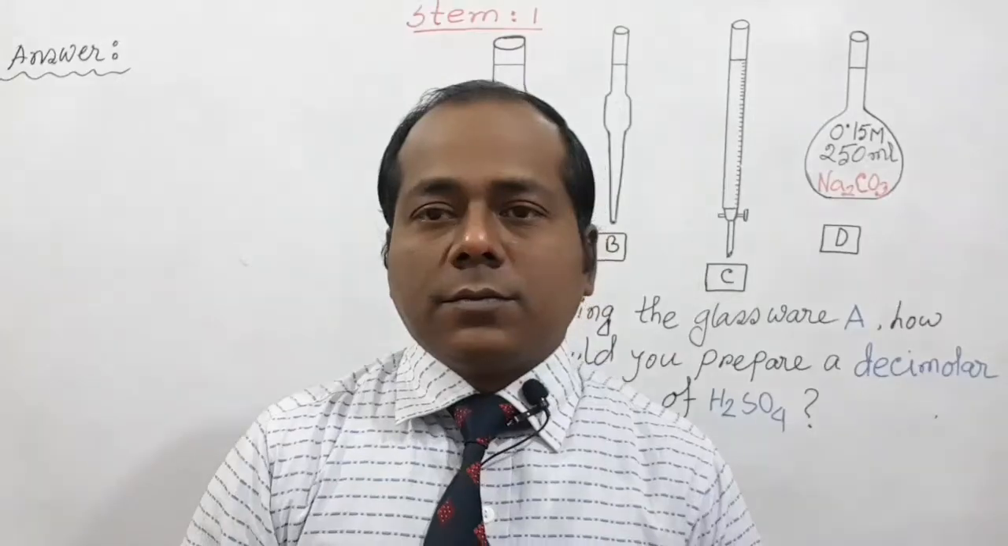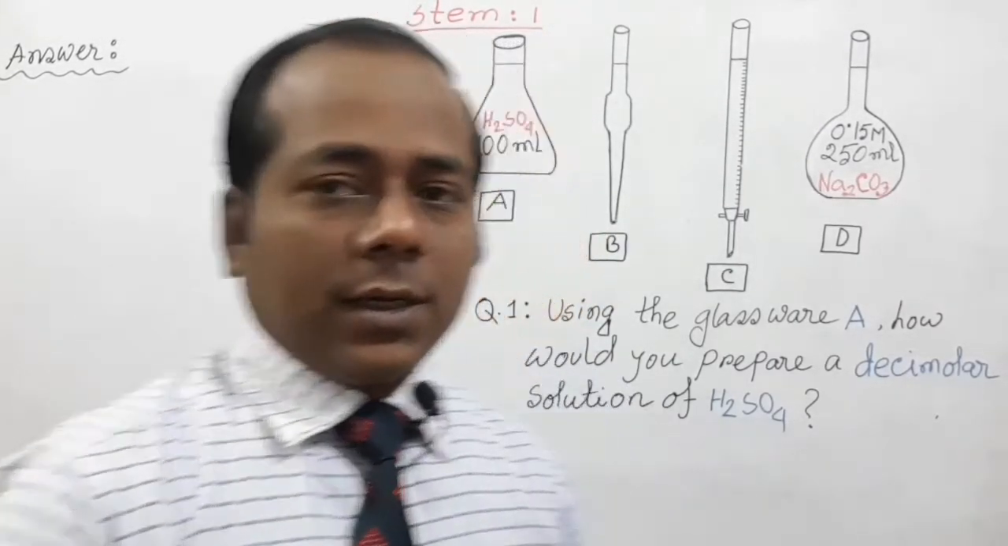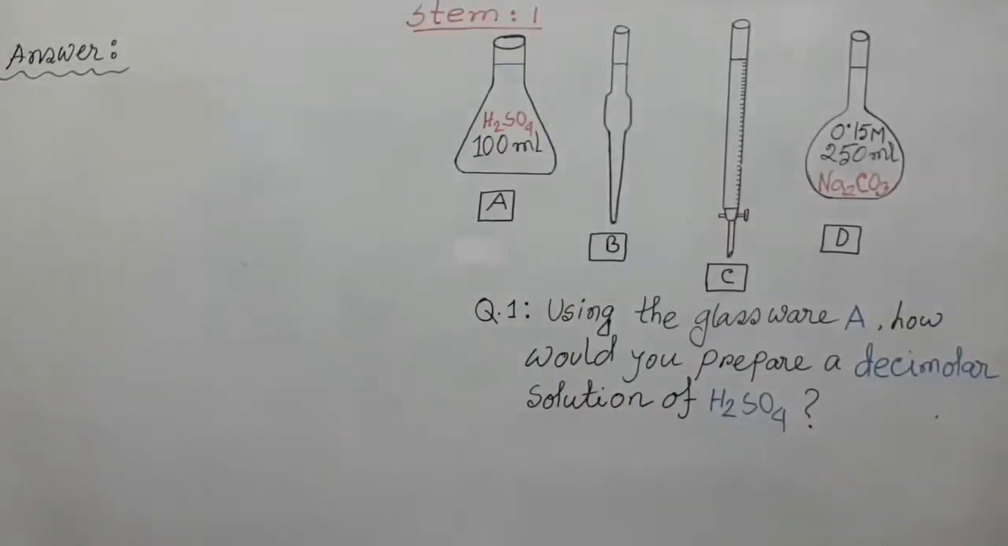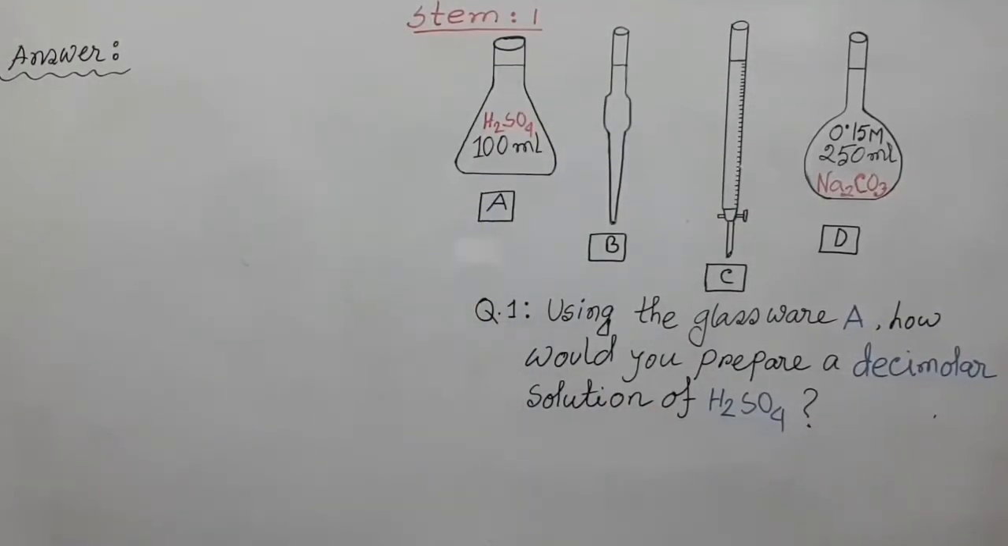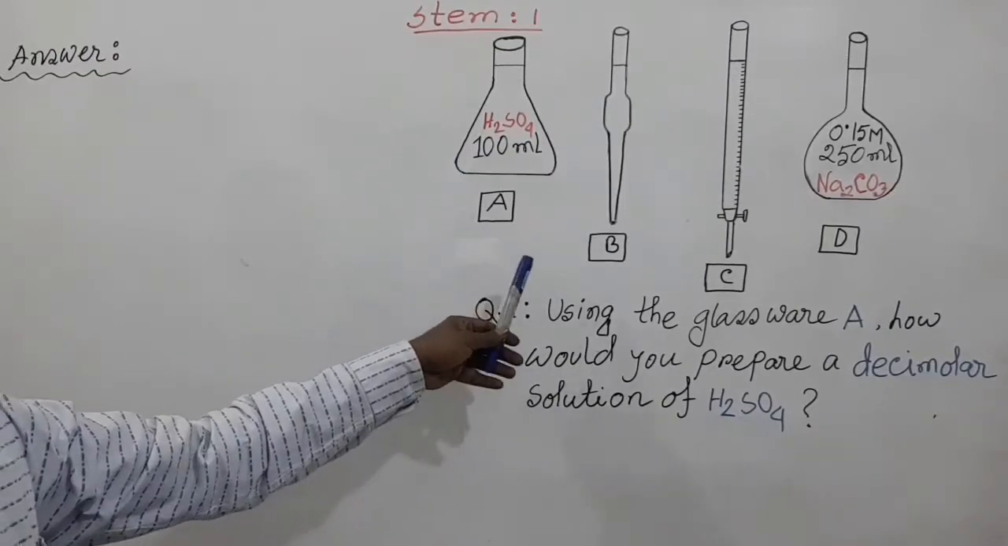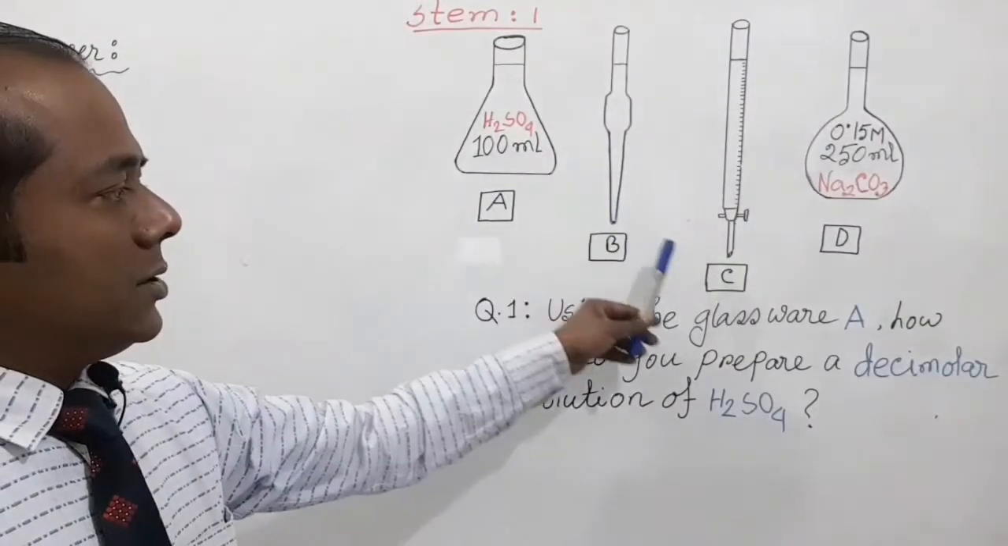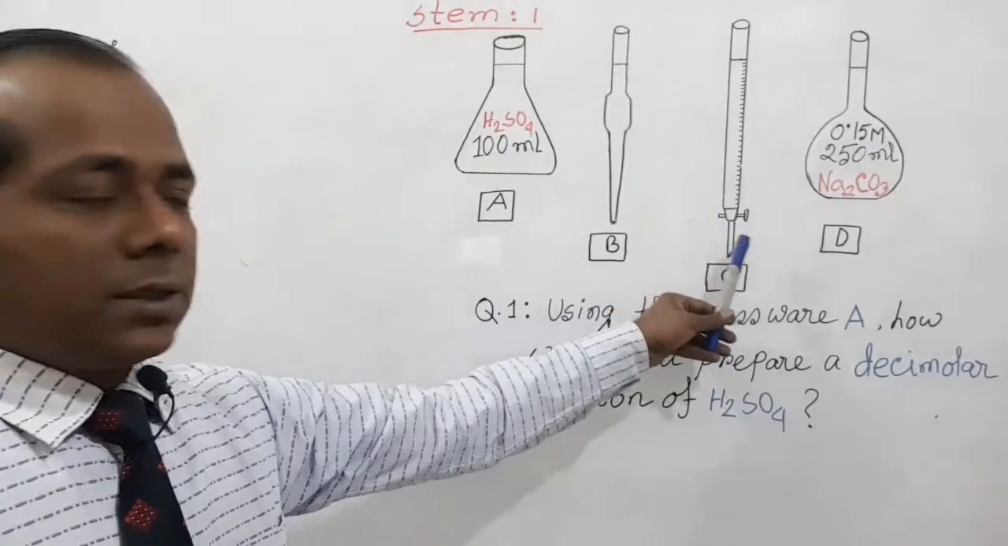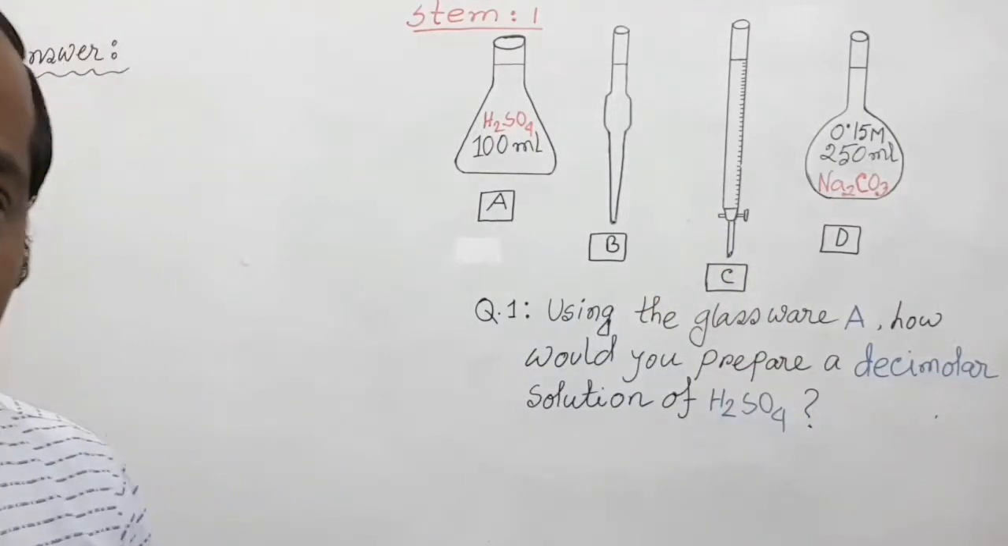My dear students, today we discuss some important creative questions from Chemistry First Paper, Chapter 1, Safe Use of Laboratory. This is our first stem. Here are given some apparatus used in the laboratory. A is conical flask, B is pipette, C is burette, and D is volumetric flask.